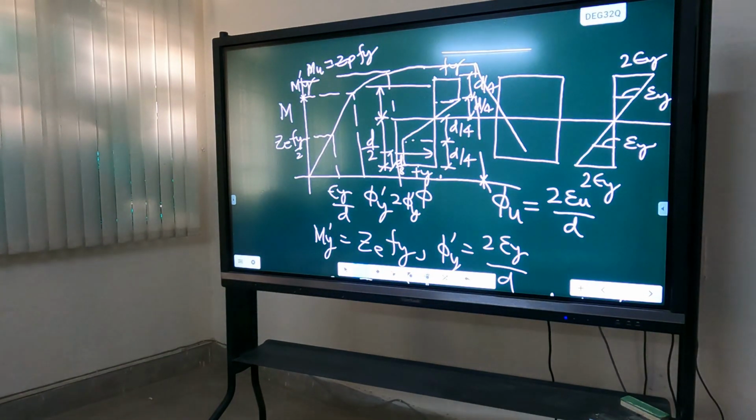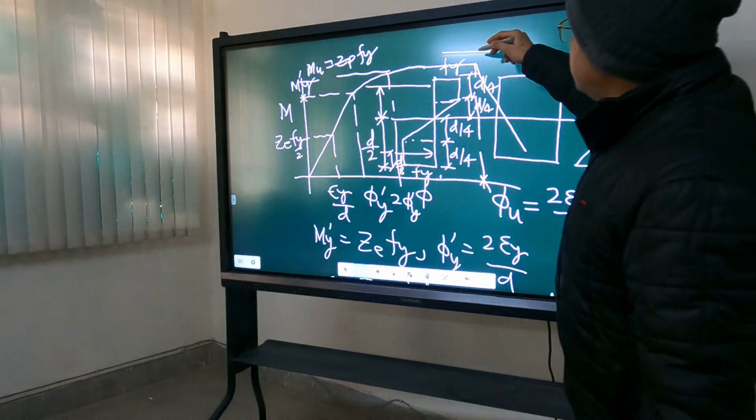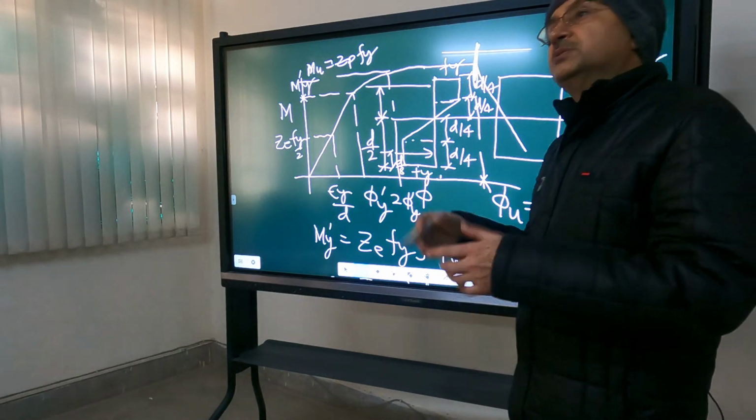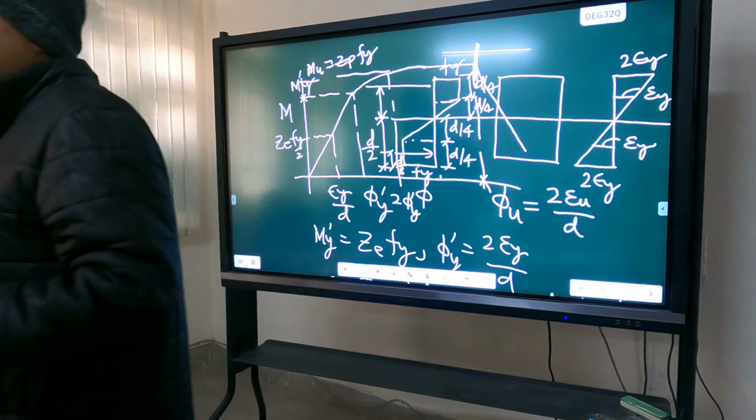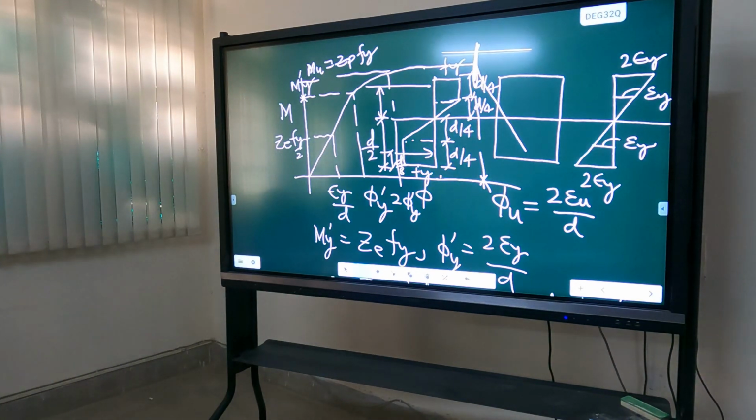Okay, so something like this you are expecting. Generally we will consider only up to this point when the rupture starts. We don't want to go beyond. Rupture starts at the extreme fiber.